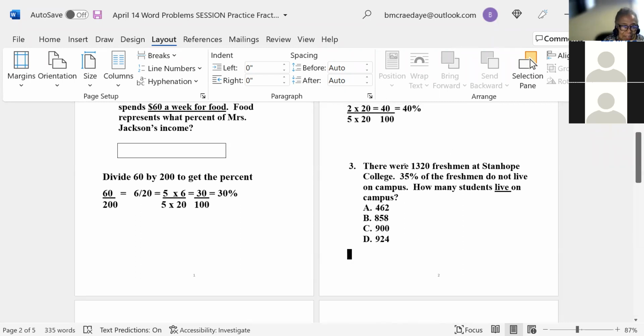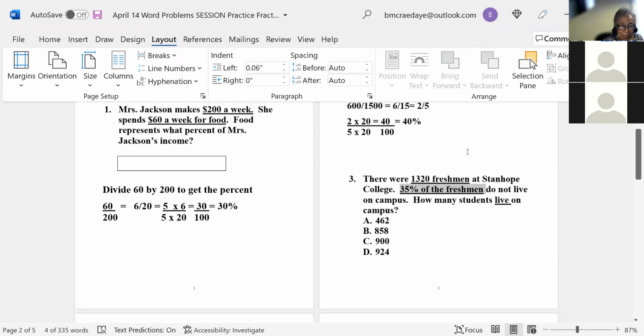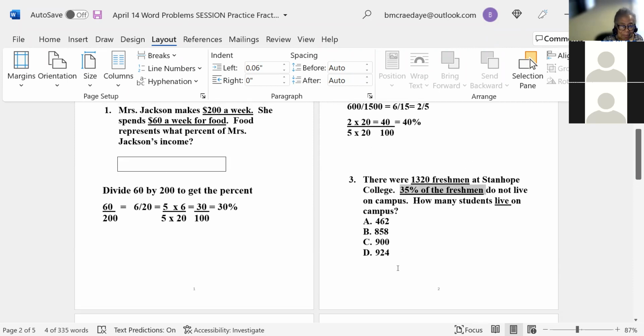Okay. 1320. I got the answer already. What's the answer, Maureen? 462. 462. That is correct. What you did, Maureen? I multiplied the 1320 by the 35%.